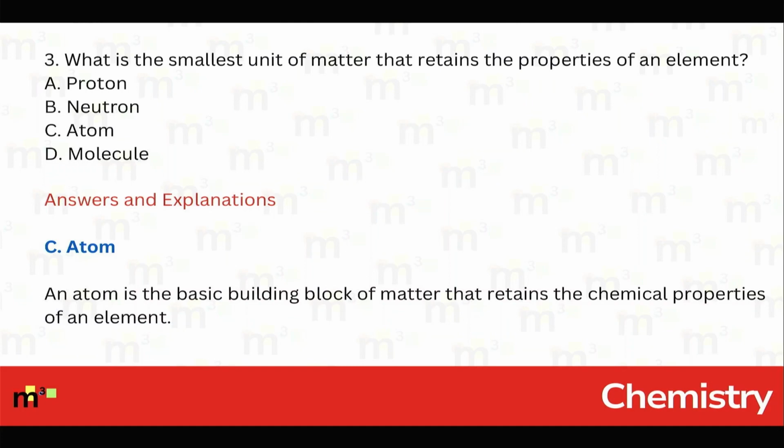Atoms consist of a nucleus made up of protons and neutrons, surrounded by electrons. Atoms combine to form molecules, which can make up elements or compounds. For example, 2 hydrogen atoms and 1 oxygen atom form a molecule of water.